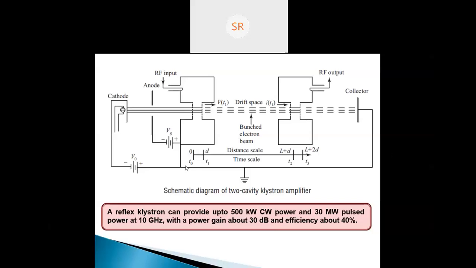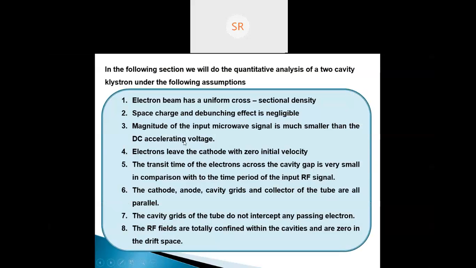Now next, these are the distances you should remember: 0 to d. This one is L plus d, the total distance. And L is the length of the cavity, from this to this.